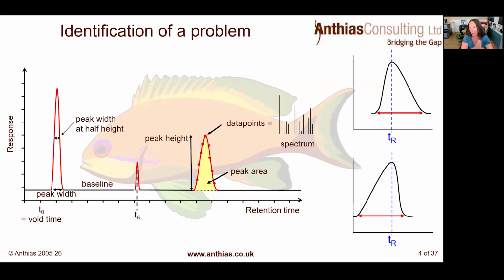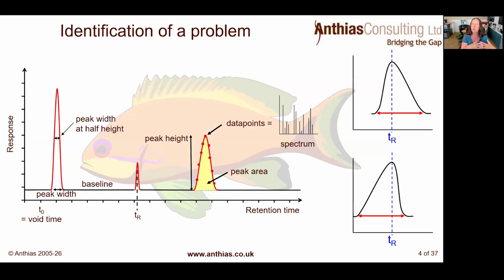Is it a really nice narrow peak, which is as it should be, which we can see with peaks number 1 and 2, or has it become broader? So again, peak number 3 here, highlighted in yellow, is a much, much broader peak. Now, it could be that that is quite normal for your chromatogram, which is why you need that reference chromatogram to know what it looks like when it is working well.